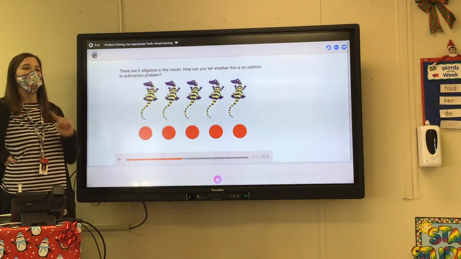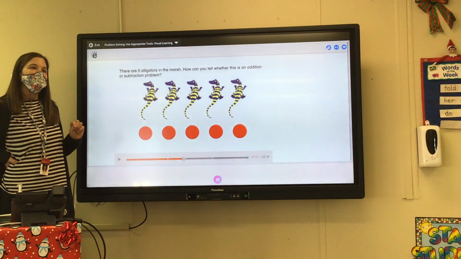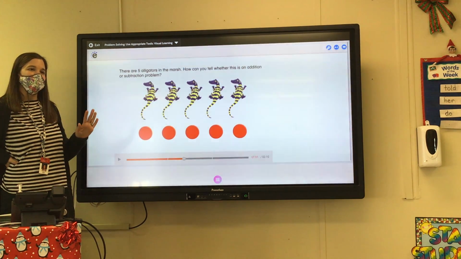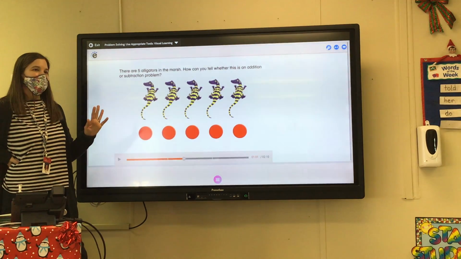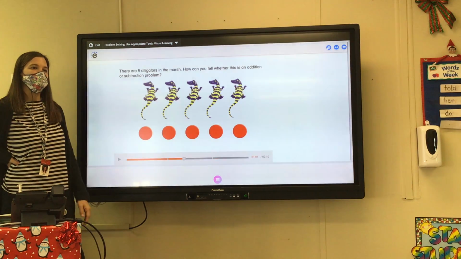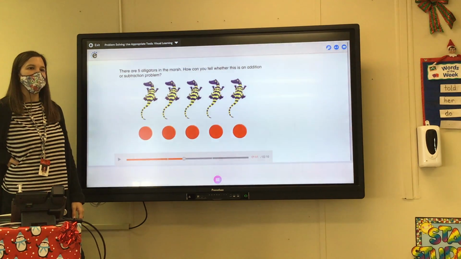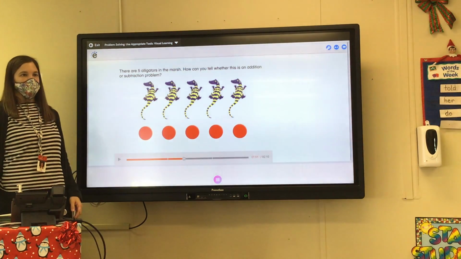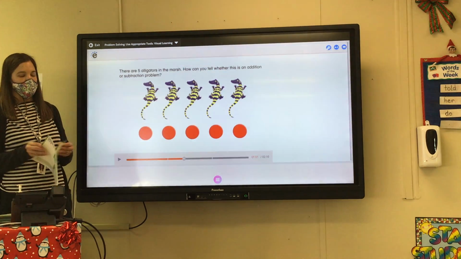Ethan raised his hand. Thank you, Ethan. It said there were 5 baby alligators. You connect them, then they're the same. Okay, and how many did they say went away? 2. Okay, so say 2. 2 baby alligators go away and 2 counters go away.